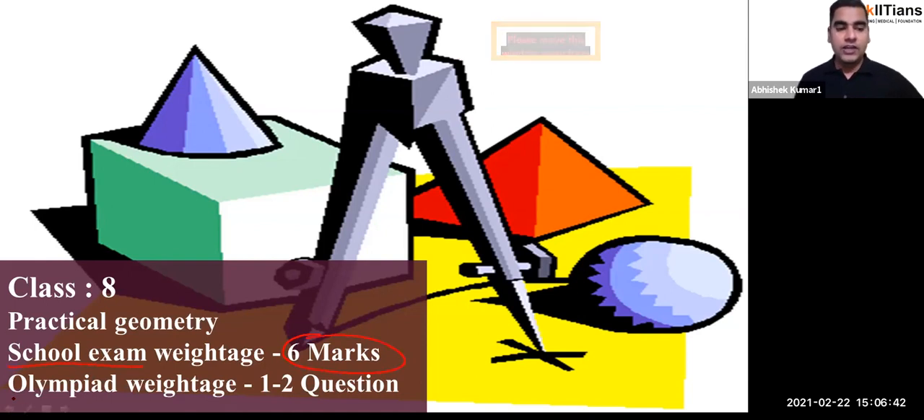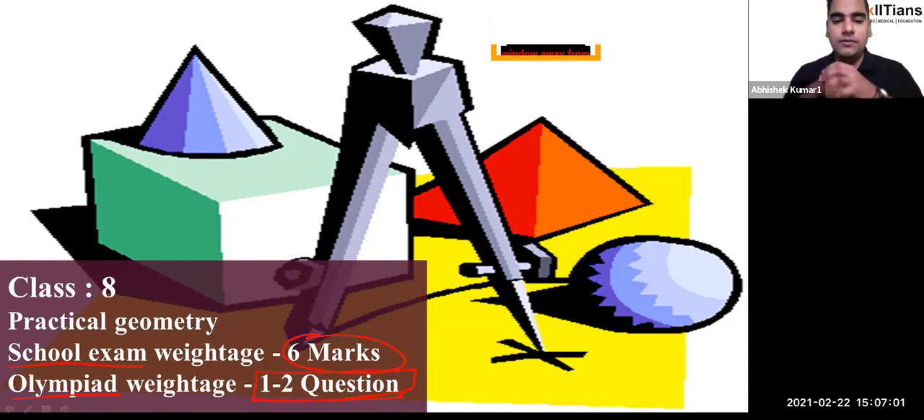And if I talk about Olympiad examinations like NSO, you can expect around 1 to 2 questions from this chapter. The questions they generally ask from this chapter, be it your school examination or your Olympiad examination, are quite easy. They are more or less school based. But to be able to do those questions, you need to have clarity over the concept. That is one of the most important things to keep in mind.